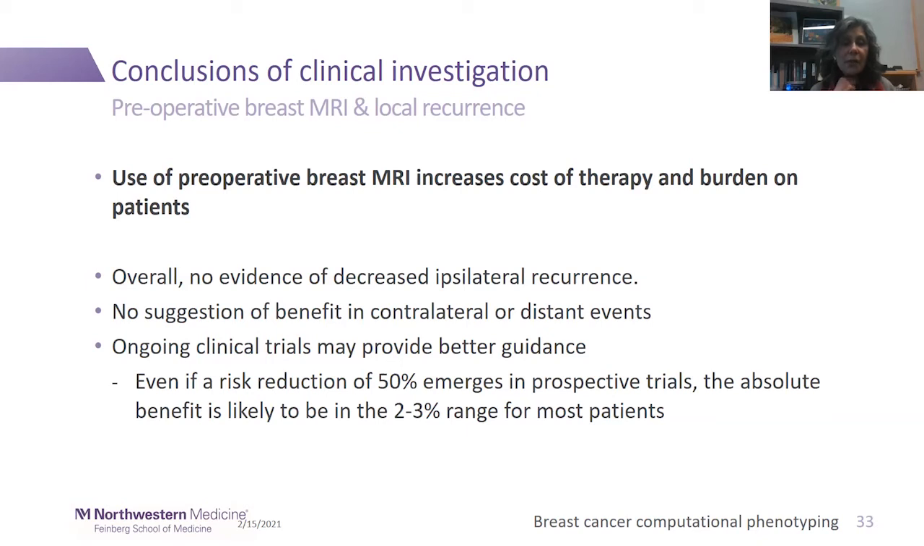So the conclusions of this investigation were that the use of preoperative breast MRI increases cost of therapy and burden on the patients. There's no evidence of decreased ipsilateral recurrence risk, no suggestion of benefit in contralateral or distant events. There are ongoing trials that may provide better guidance, but they have been extremely difficult to do. Accrual has been very slow, and because of these declining rates of local recurrence, it's actually doubtful whether we will see a difference based on MRI use in the randomized trial that's going on in the US. The randomized trial in Britain has not shown any difference, but they are continuing their long-term follow-up. So, next slide.